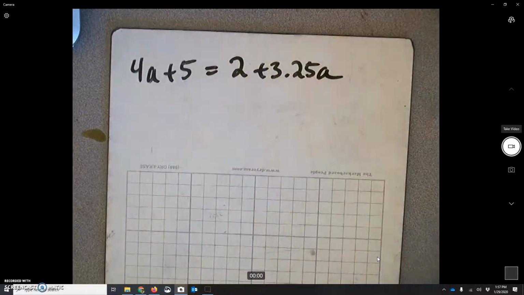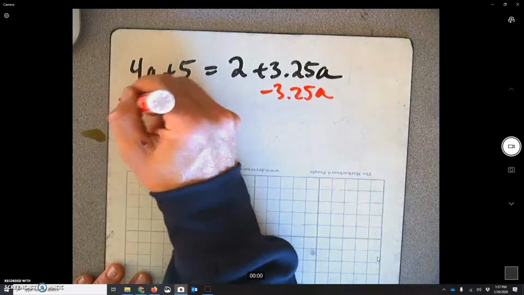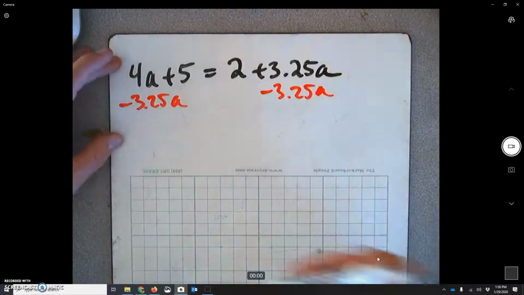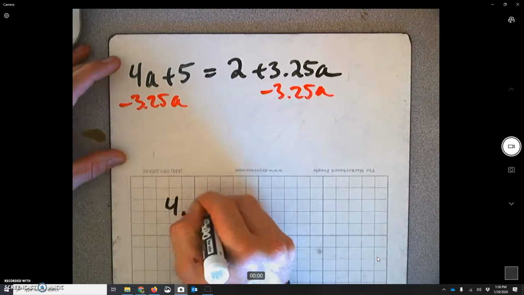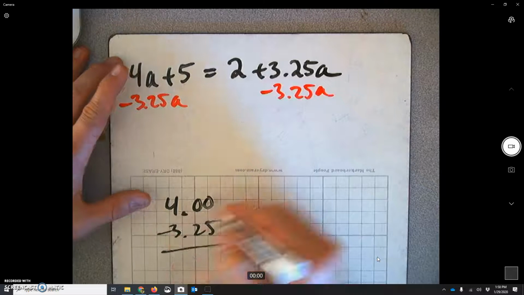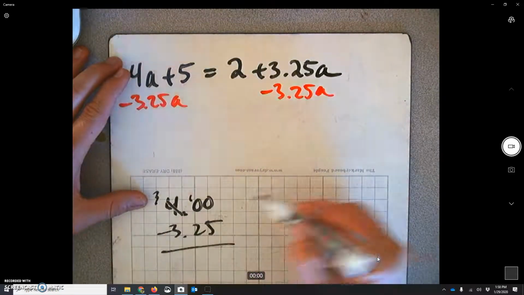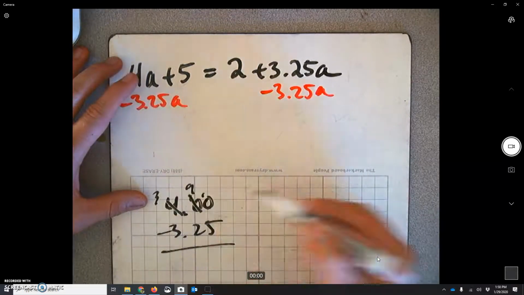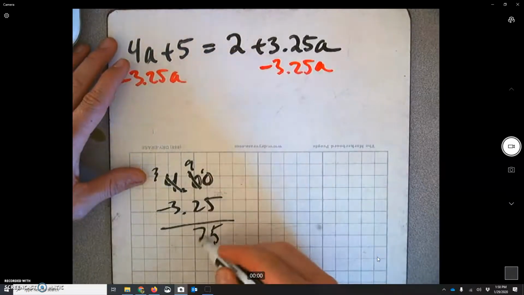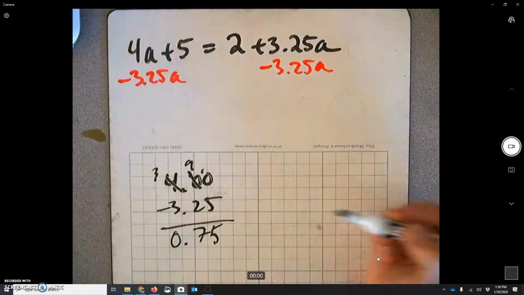All right, so we're going to subtract left to right. Now if you don't know how to do this, we could write 4.00 minus 3.25. Okay, this is where you would borrow. So we would borrow from the 4, make it into a 3, that makes this a 10. Borrow from the 10, make that into a 9, that's a 10. All right, so 10 minus 5 is 5. 9 minus 2 is 7. 3 minus 3 is 0. And you bring the decimal straight down.